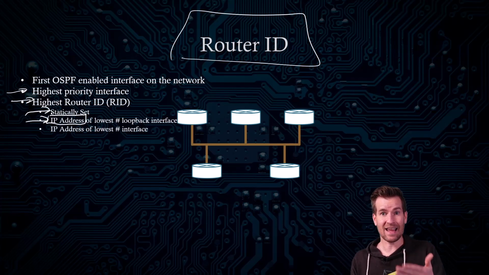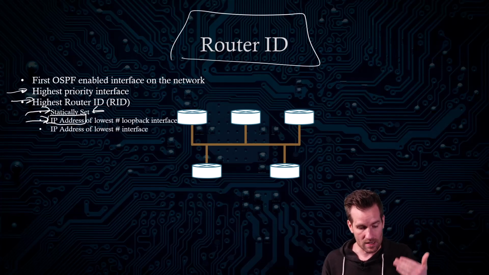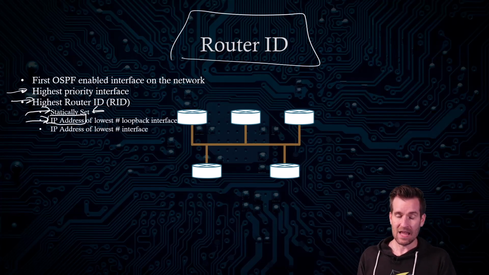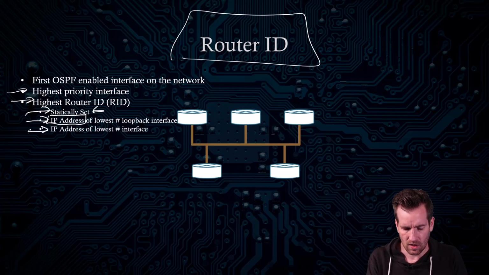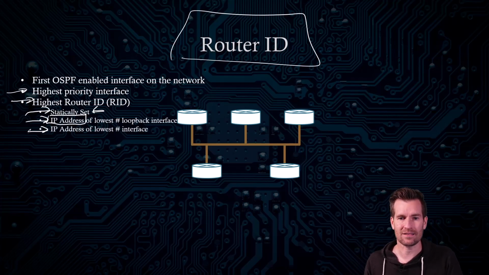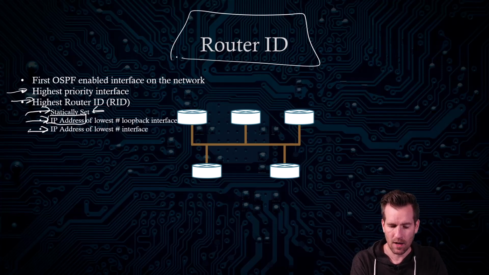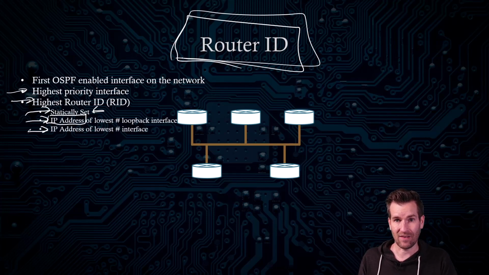interesting. Notice that I say the IP address because the router ID actually looks like an IP address. It's the same format. It's 32 bits long. When we set it statically, we set it as if it looked like an IP address. So it takes the IP address of the lowest numbered loopback interface. If that doesn't exist, if there are no loopback interfaces, then it takes a look at the lowest interface number and takes on that IP address. And so that's how it comes up with this router ID for these devices.